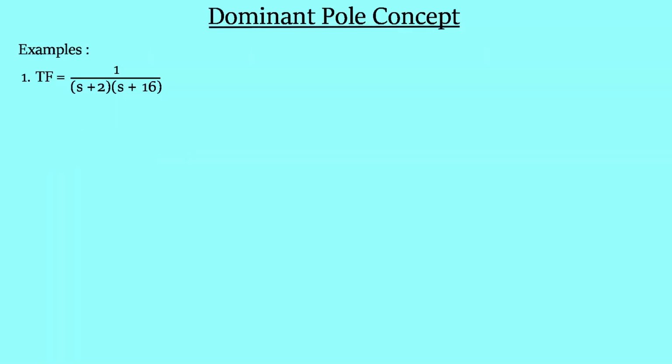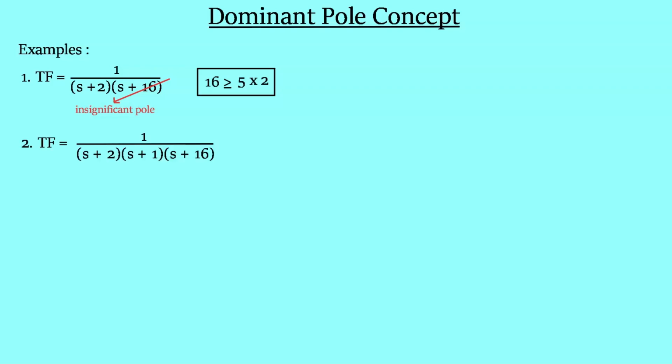This is the first example, where the transfer function is equal to 1 divided by (s plus 2) into (s plus 16). Here, 16 is the insignificant pole as it is greater than 5 times 2, which is the significant pole. Therefore, we can remove s plus 16 from the transfer function.